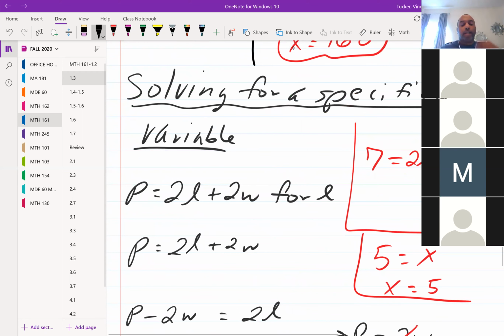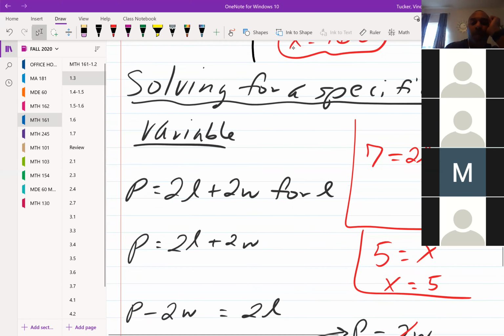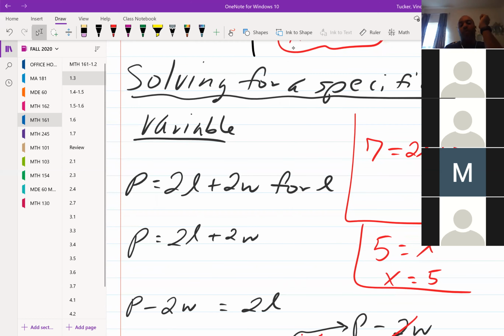All right, so the last thing in this section is solving for a specified variable. So we have that same perimeter formula and we want to solve for L. We have P equal to 2L plus 2W. We want to solve for L. That means we want to get L by itself. And so we will follow the same procedures and the same process that we would as if all of these were numbers except for the L.